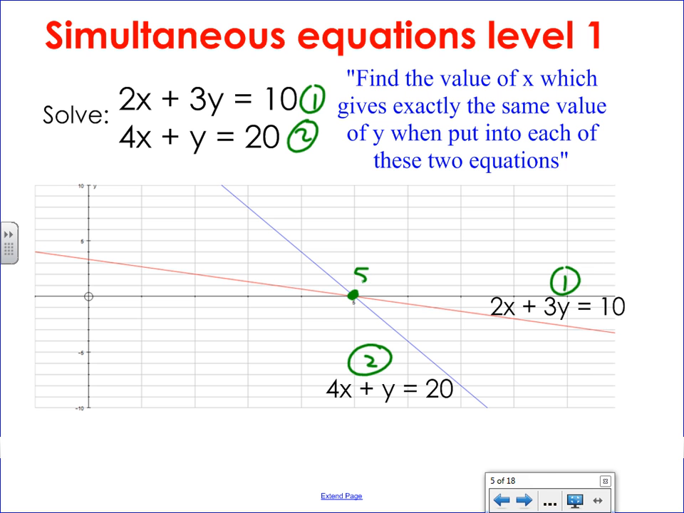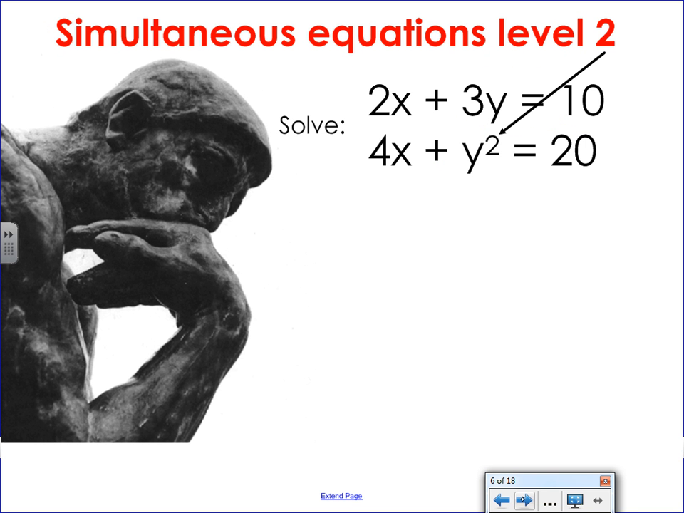So we found out that it was 5, 0. What we're actually doing when we solve simultaneous equations is finding out where graphs cross each other. So there's the algebraic method, and there's also the understanding of why we would bother doing it. So let's make it a little bit more complicated. I've put a squared on the y of equation 2.